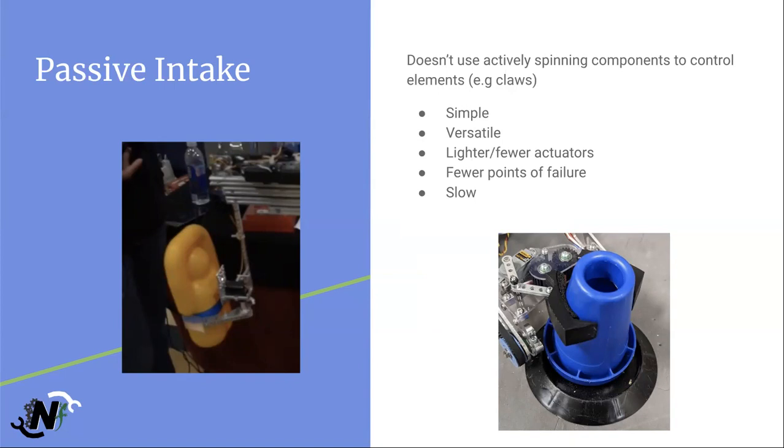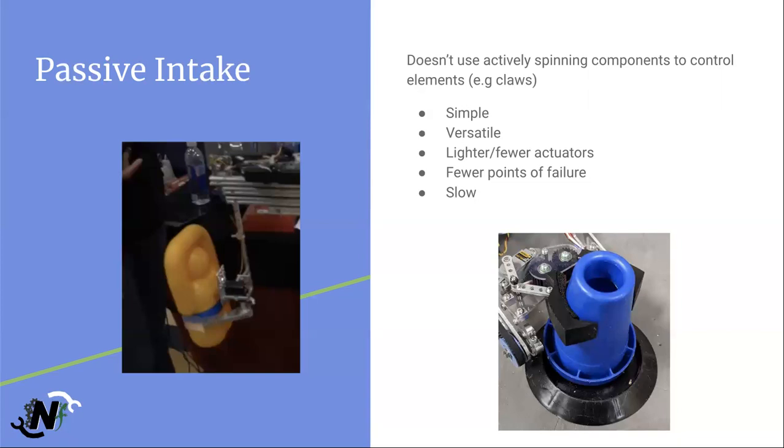They're versatile. With claws in particular, they're able to grab almost any shape of elements. For example, here you can see that it's grabbing the relic on the left as well as the cone on the right. They're lighter and they use fewer actuators, meaning that you don't have to dedicate, for example, your own motor to a passive intake. It can usually be run off a servo or something similar.